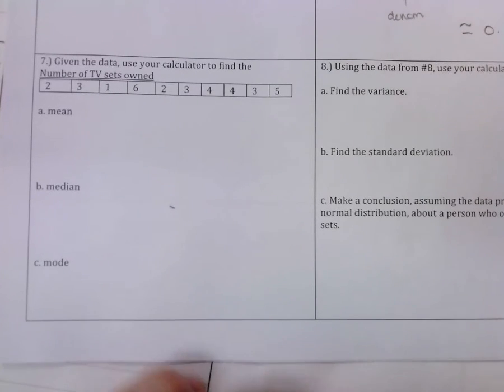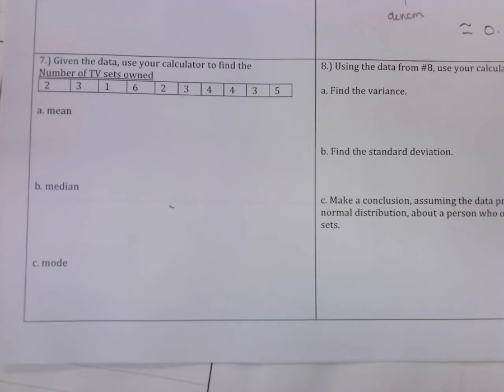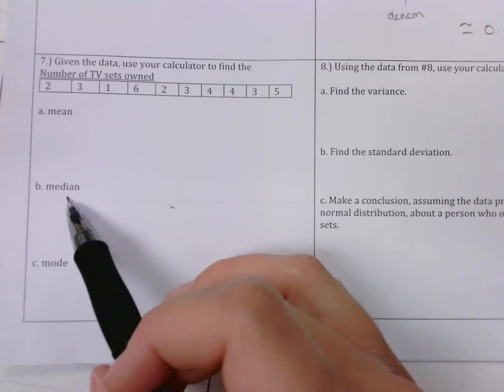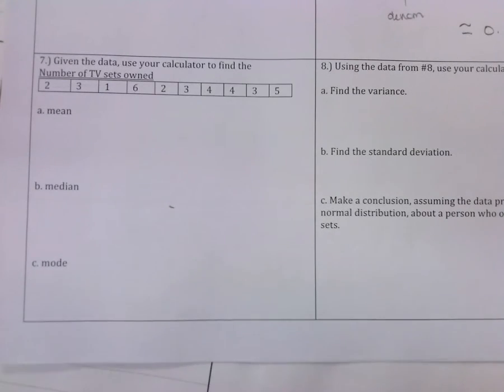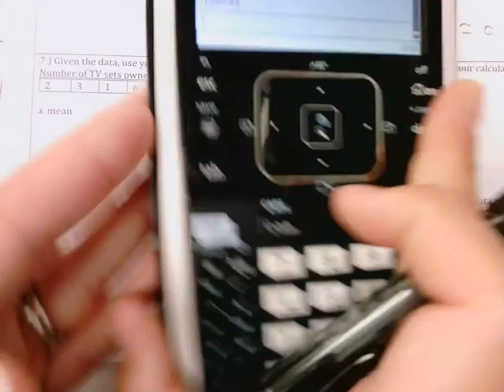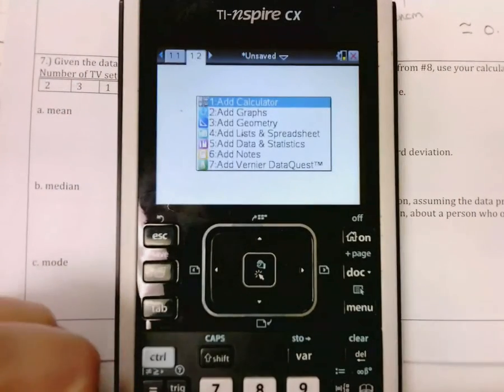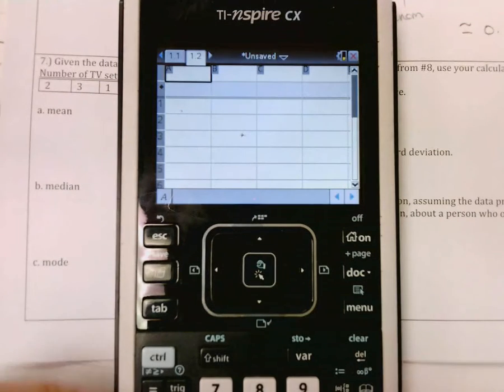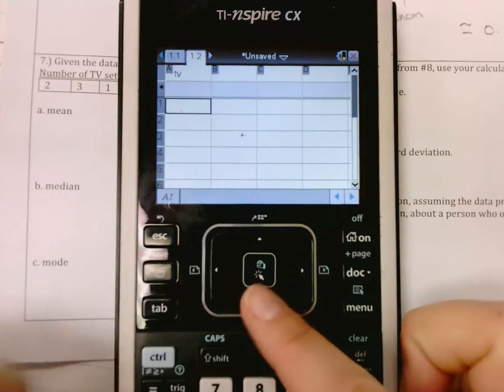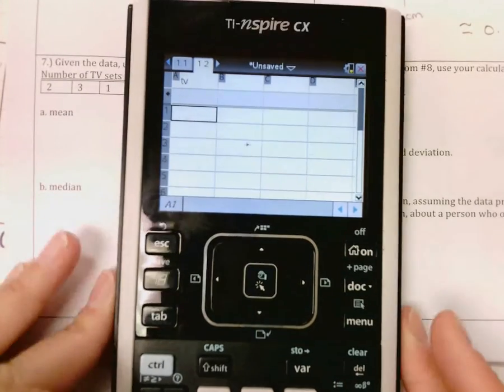Okay. So for this one, if you want, you can use a calculator. You don't really have to because the numbers are not that bad. But if you want to find the median without the calculator, you have to make sure that these are in order from least to greatest or from greatest to least. I'm going to use the calculator. So we're going to add a page of lists and spreadsheets. I'm just going to call this TV. These are my TV sets. And I'm going to type in the numbers that it gives me.